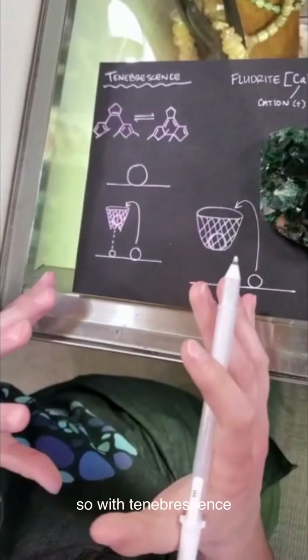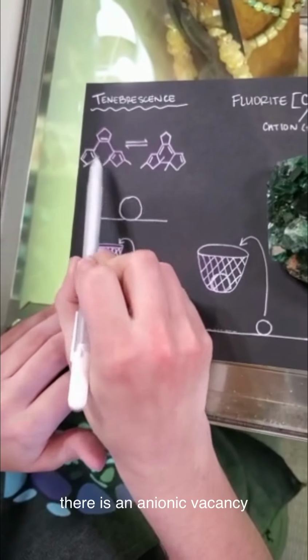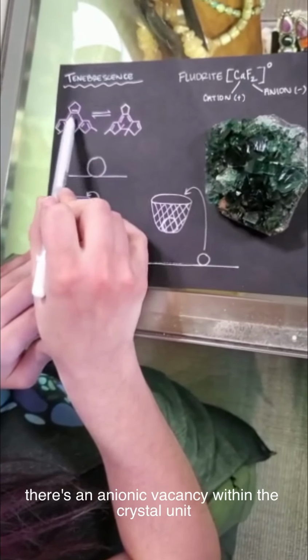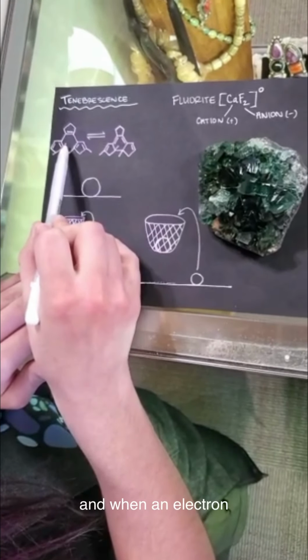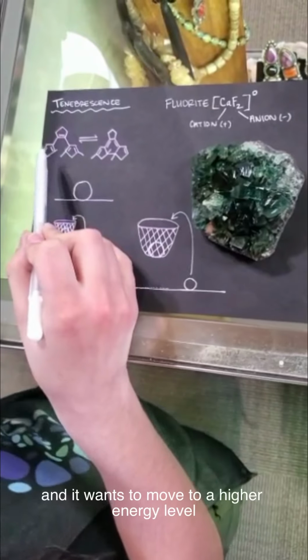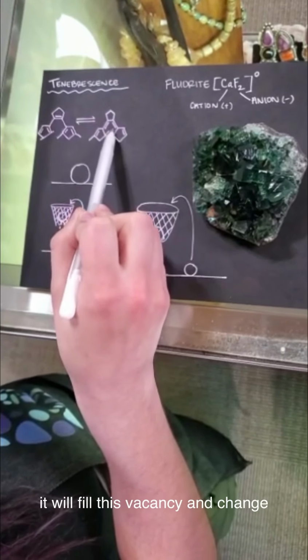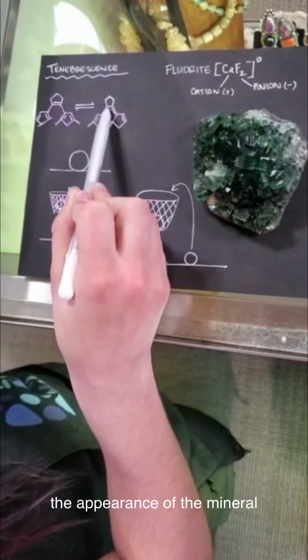So with tenebrescence, there is an anionic vacancy, so that negative. There's an anionic vacancy within the crystal unit. And when an electron gets excited and it wants to move to a higher energy level, it will fill this vacancy and change the appearance of the mineral.